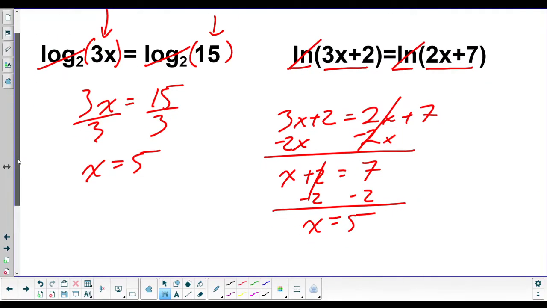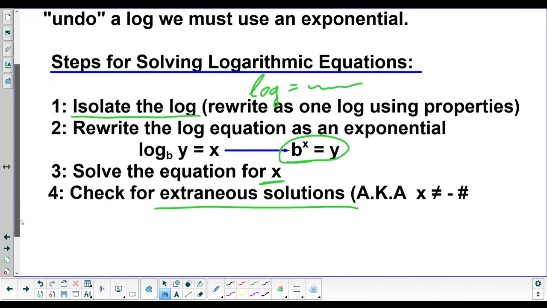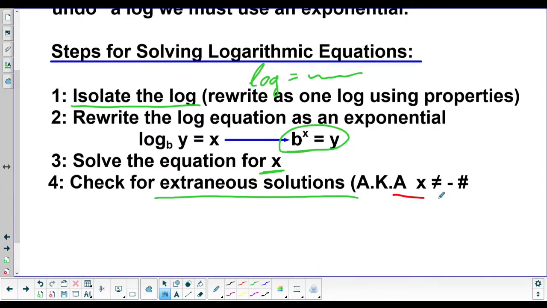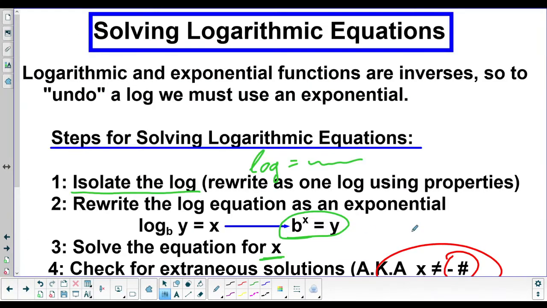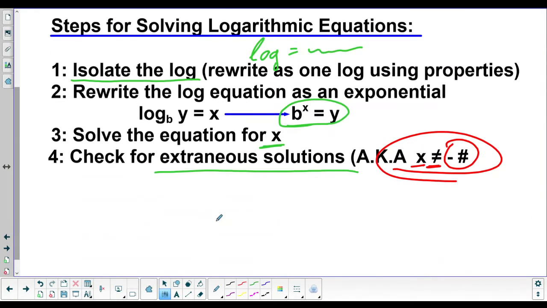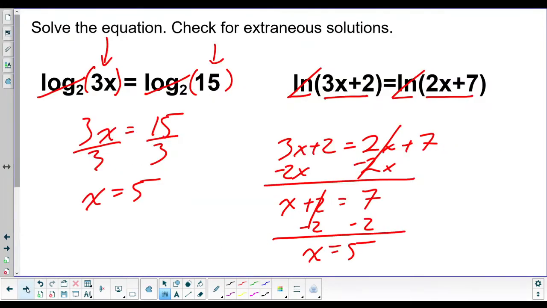Okay. Let's talk about our extraneous solutions part, because it says we need to plug these back in and check for extraneous solutions. The rule is x cannot equal a negative number. Let's rephrase that. This I don't necessarily like. This is a little bit deceiving. The inside of a logarithm cannot be a negative number. Okay? That's what it is. X can be a negative number just so long as when we plug it back in, the argument isn't negative. So let me show you on these.